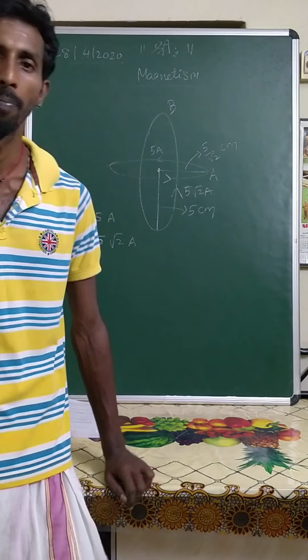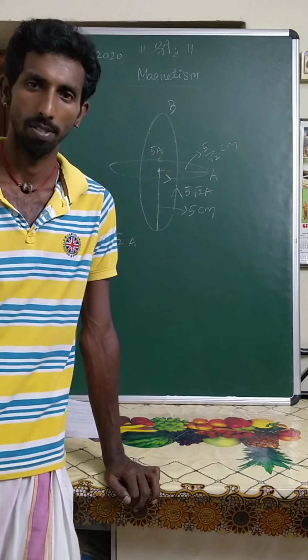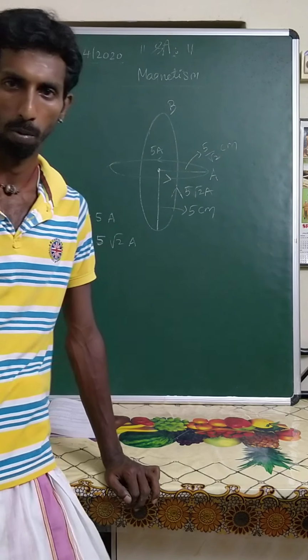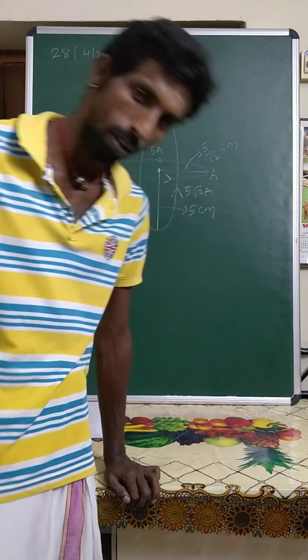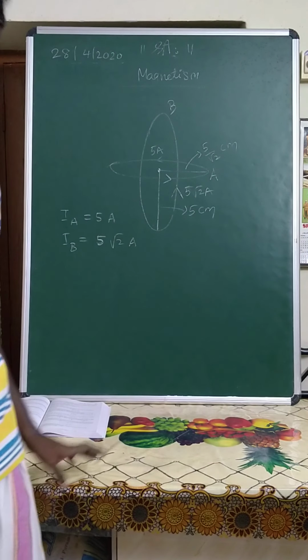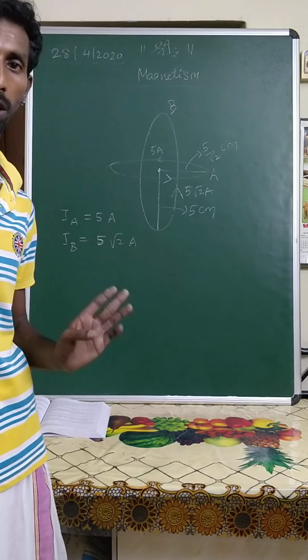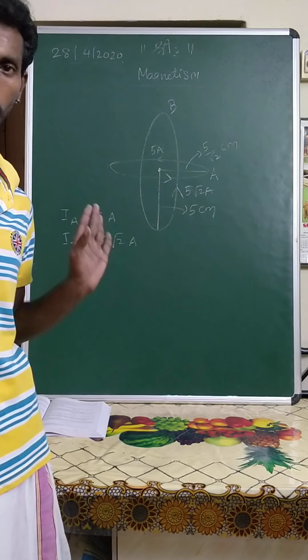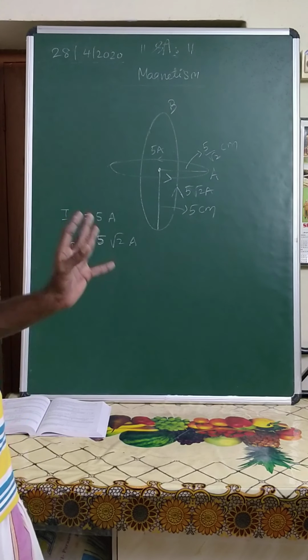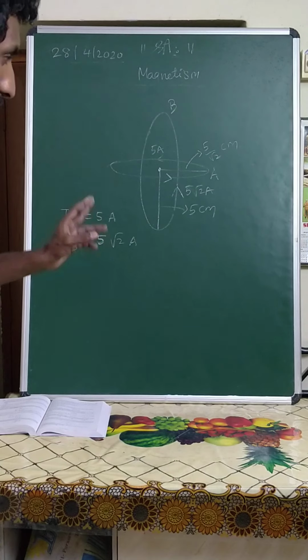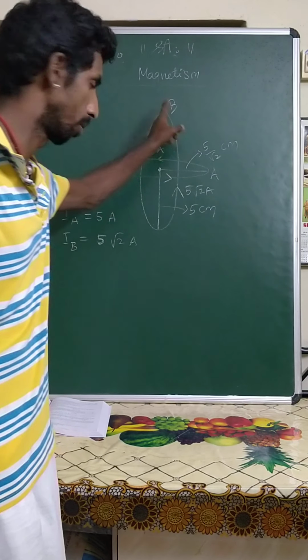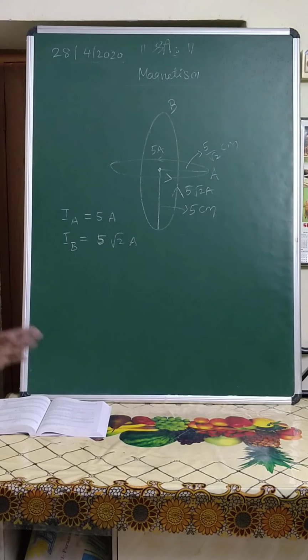Good evening, students. In the next JEE Advanced session, we are going to see a few problems in the moving charges lesson. This problem is about two coaxial coils, that is, common-centered coils, and both the planes are perpendicular. We have considered two coils, coil A and coil B. I'll read the question once.